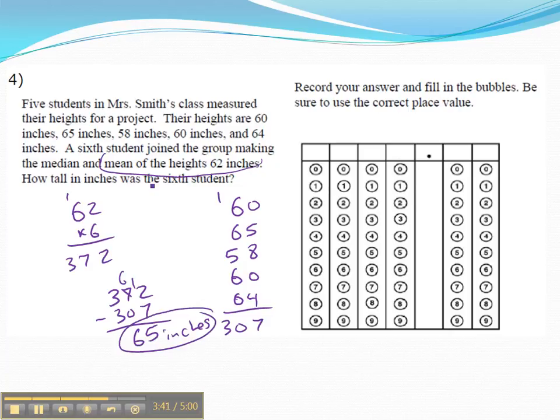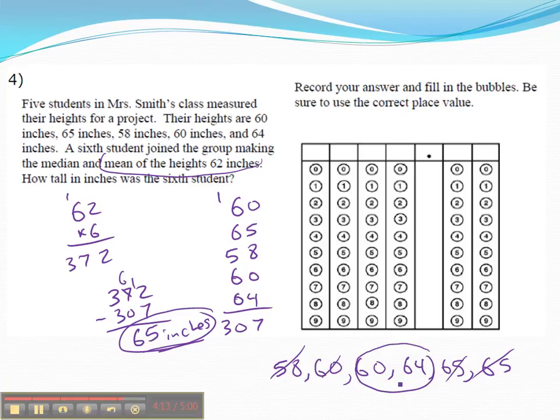But they also told us that the mean was 62, and they told us the median was also 62. So let's line them up from least to greatest and make sure that our median checks out also. The shortest student was 58, and then we have 2 students that were 60 inches. We have 1 student that's 64 inches, and 1 that is 65, and this 6th student is 65 if we did this right. So as I cross off from the ends and find my middle number, I have 60 and 64.